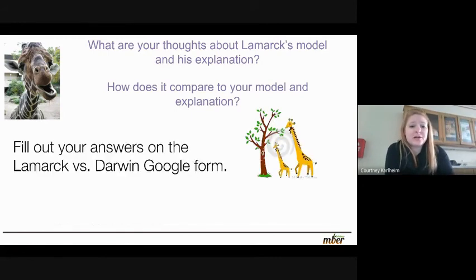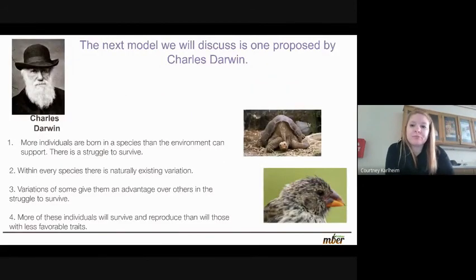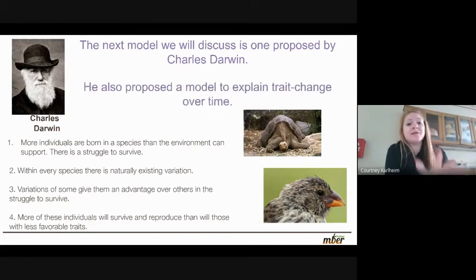We're just going to go into Darwin because we kind of already made our model. So the next model we're going to compare Jean-Baptiste Lamarck's to is Darwin, someone you probably heard about. And he proposed this model to explain trait change over time. So he has a little bit more steps, but he starts with that more individuals are born in a species than the environment can support.